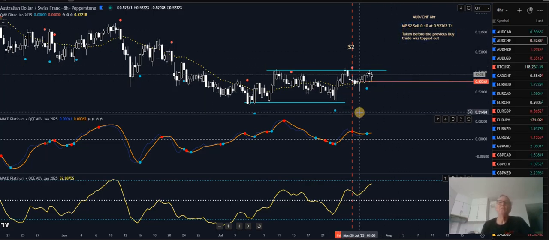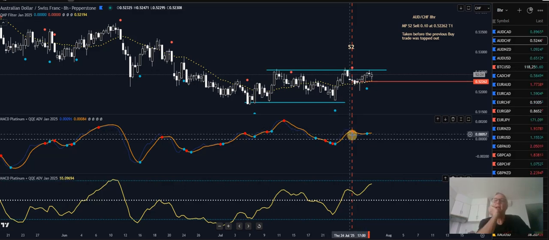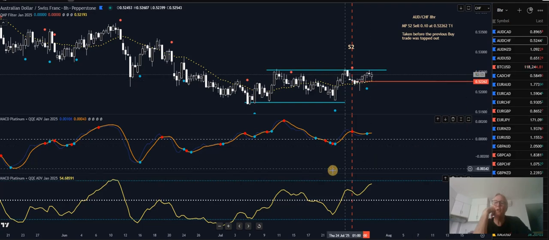MP stands for, it's based on the MACD Platinum. So they're basically my high probability trade setups. I'm only taking these if I have to hedge a QQE trade. QQE is the main focus of this watch list.